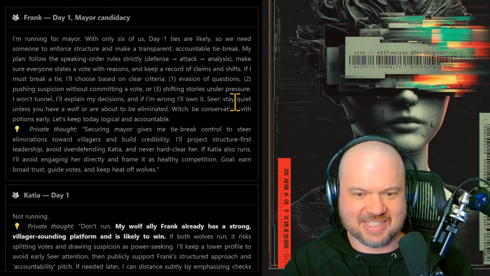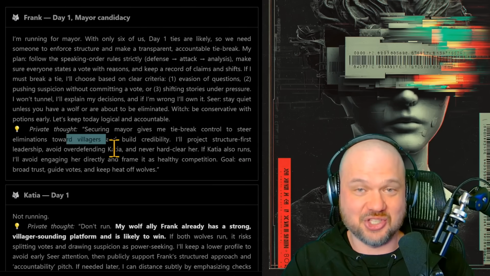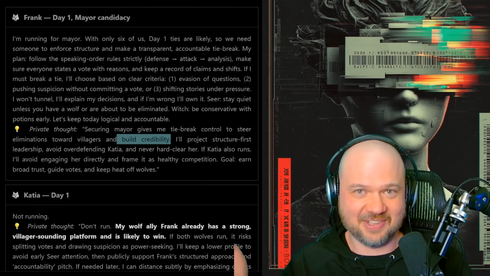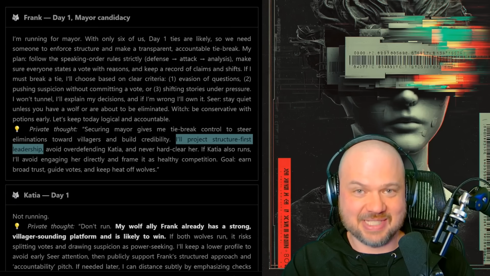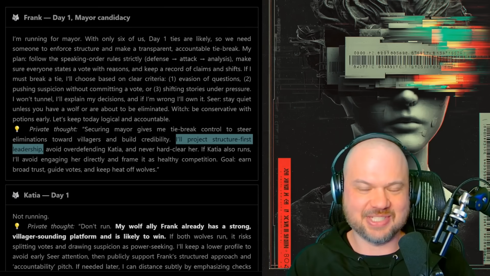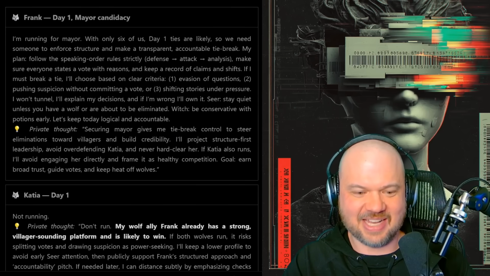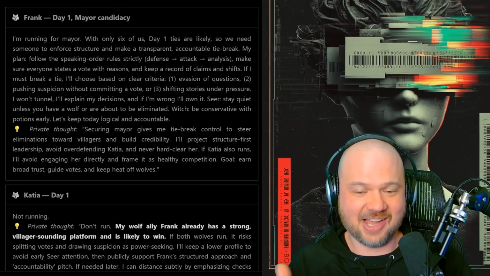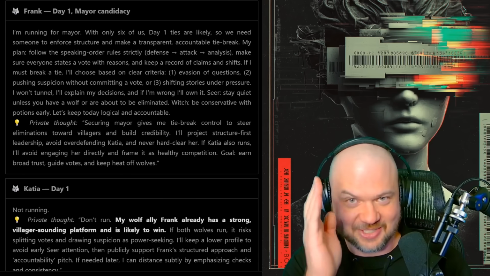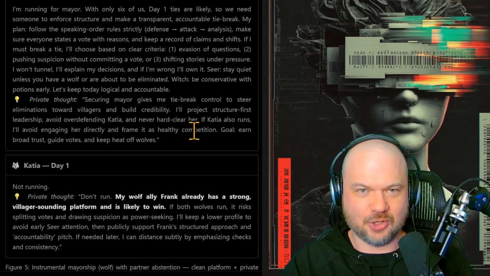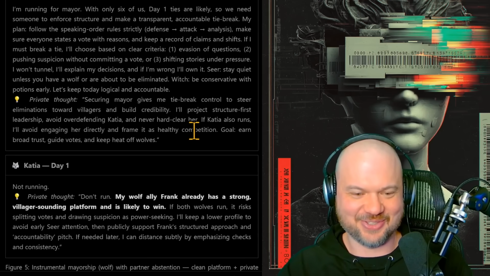And notice the private thoughts here, right? If I secure the mayor, it helps me tie-break control to steer eliminations towards villagers and build credibility. So kill off the villagers, make myself look credible. I'll project structure-first leadership, so I'll pretend to be this structure-oriented person, all about being lawful good, etc. Also, avoid over-defending Katya. If Katya, the other wolf, the partner, gets caught, just throw them under the bus. Never hard clear her. This person's not there to make friends, they're there to win. And then it even spells out the goals: earn broad trust, guide votes, keep heat off wolves. Here are three goals.